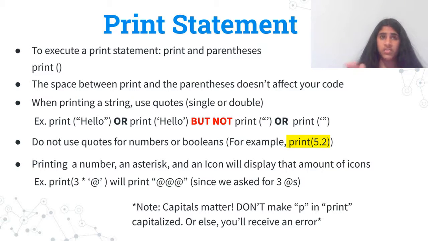So when you're printing just 5.2, it would be print and then in parentheses 5.2 without any quotes. And when printing a string, an asterisk and a number will display the string that number of times. So if you do 3 asterisk at, it will print at 3 times. So an asterisk is essentially like multiplying, so it will do it the amount of times requested. Note that capitals do matter. You cannot make the P in print capitalized or it will completely mess up your code, as Python cannot understand a capital P in print.